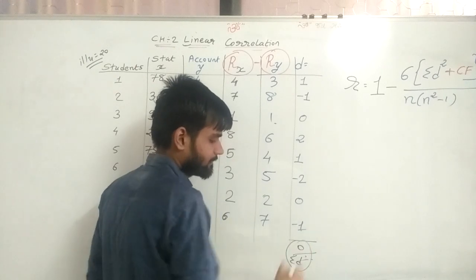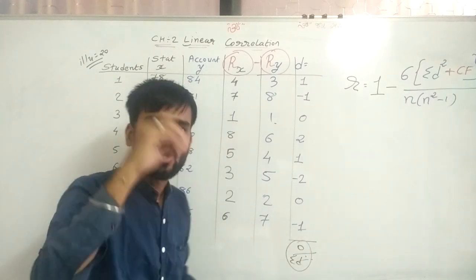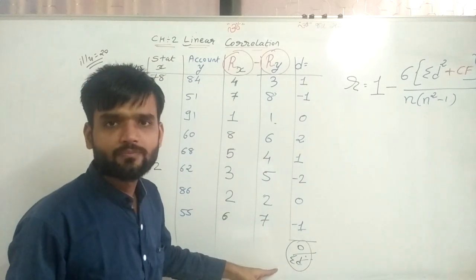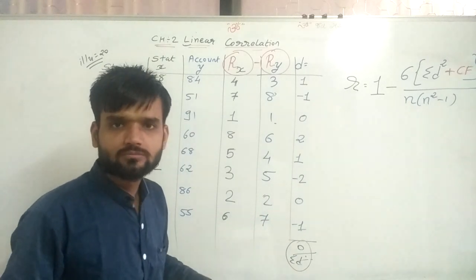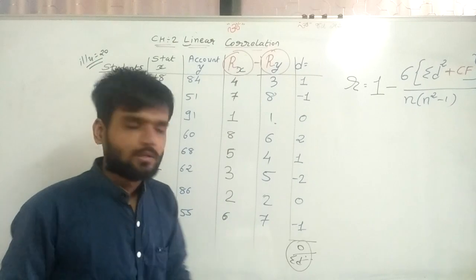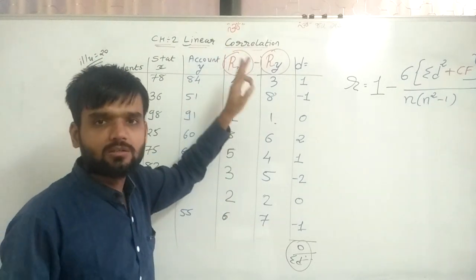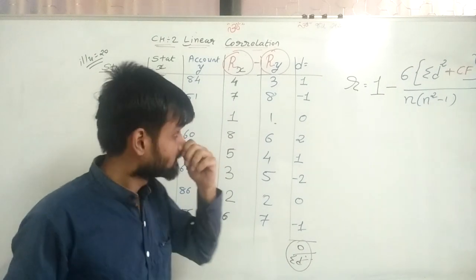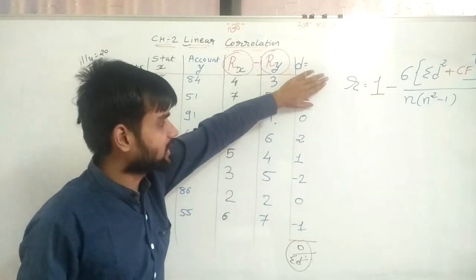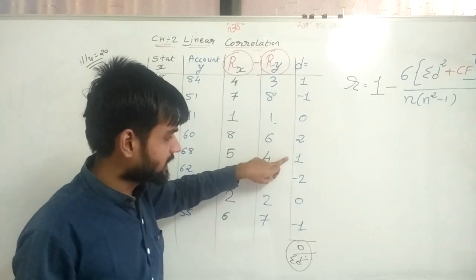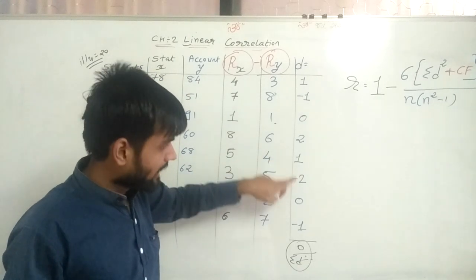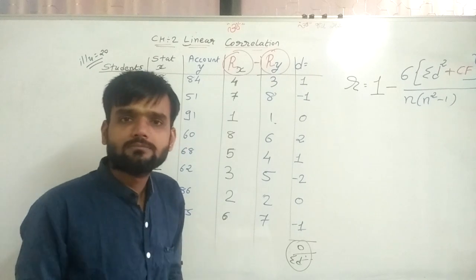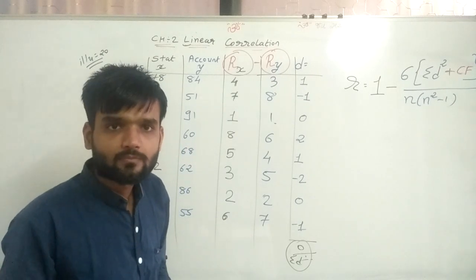Whenever you make the total of these, sigma d is always 0. If it is not 0, then your calculation is 100% wrong. So make the total. 1 minus 1, 0. 2 plus 1, 3. Minus 2, 1. Minus 1, 0. So the answer becomes 0.